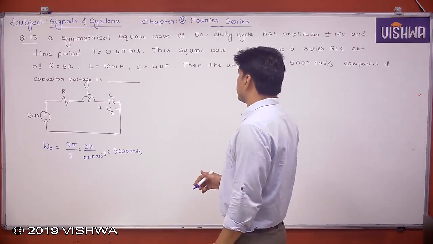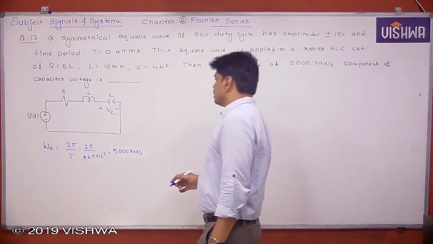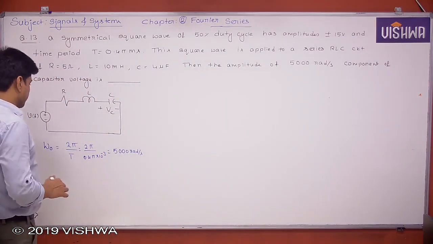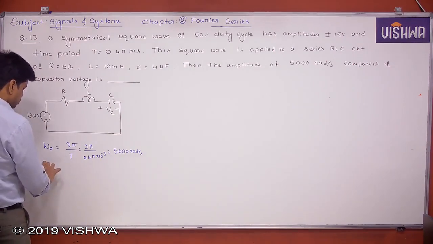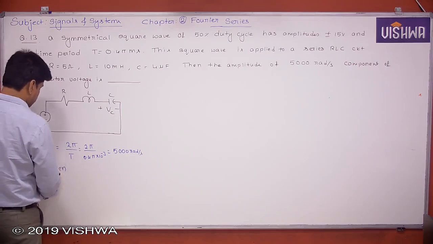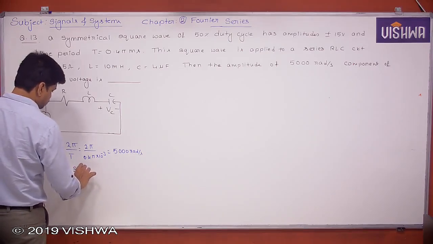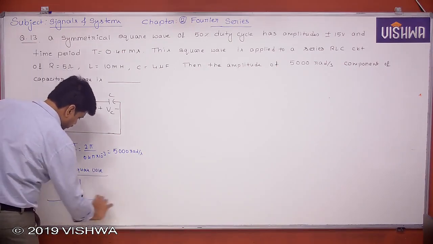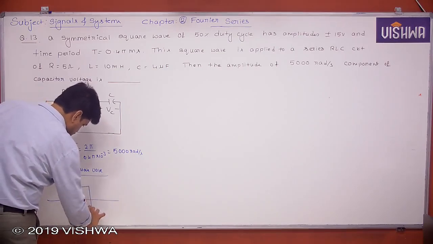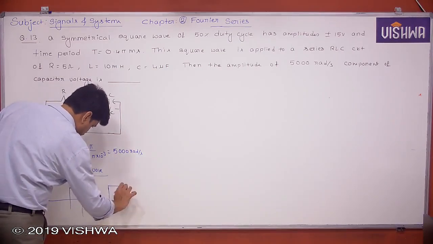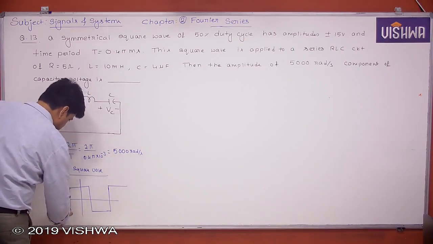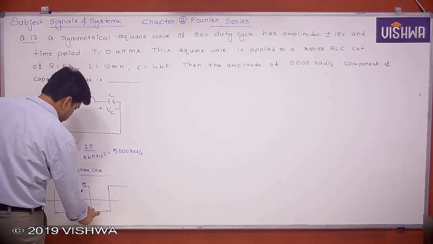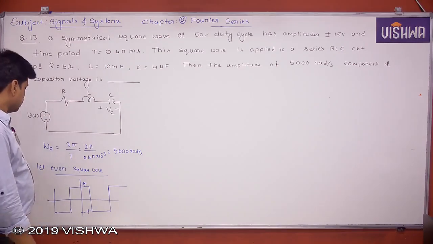It is a symmetrical square wave. If it is a symmetrical square wave, let's assume it is even or odd, whatever it is. I am assuming an even square wave. How is an even square wave going to look like? This is what it is. The positive amplitude is plus 15, the negative amplitude is minus 15. So this is a square wave.